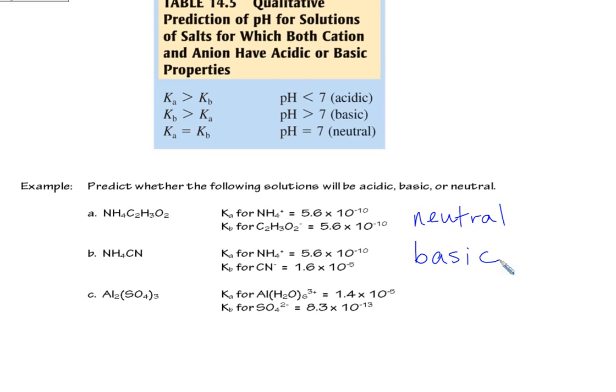Sulfate is the conjugate base of sulfuric acid. But remember we said that the second dissociation, where you finally form the sulfate ion, is a weak dissociation. It's got a pretty small K value, doesn't it? If I compare these two, Ka for the aluminum is greater. This should be slightly acidic.